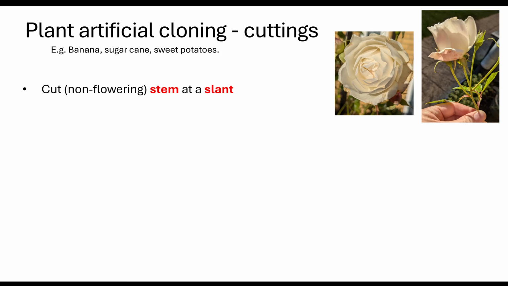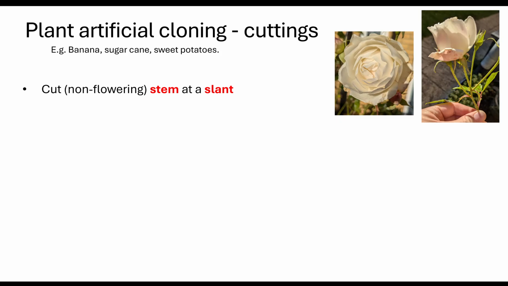So what do I need to do? Well, actually, I don't want to cut my flowering stem. I want to ensure that I take a non-flowering stem and I'm going to cut that at a slant. Now, the reason I want the non-flowering part of the stem is I want to encourage the growth of roots. So to encourage the growth of roots, what I need is one that hasn't yet started to flower.